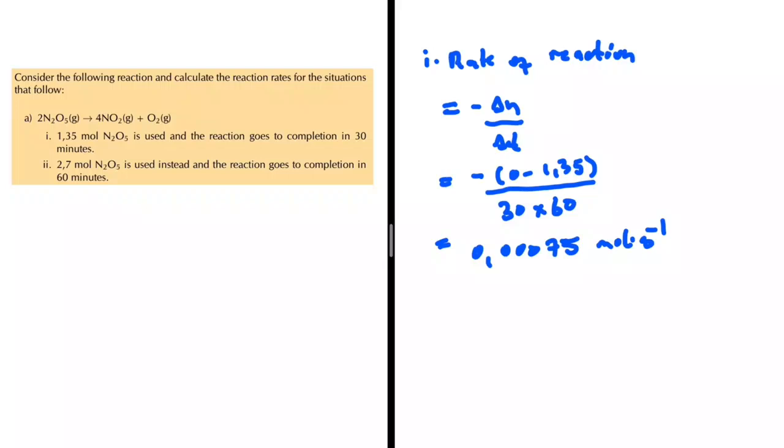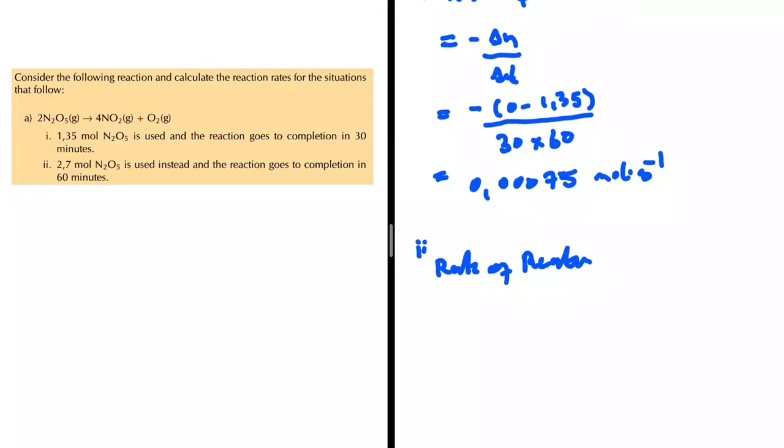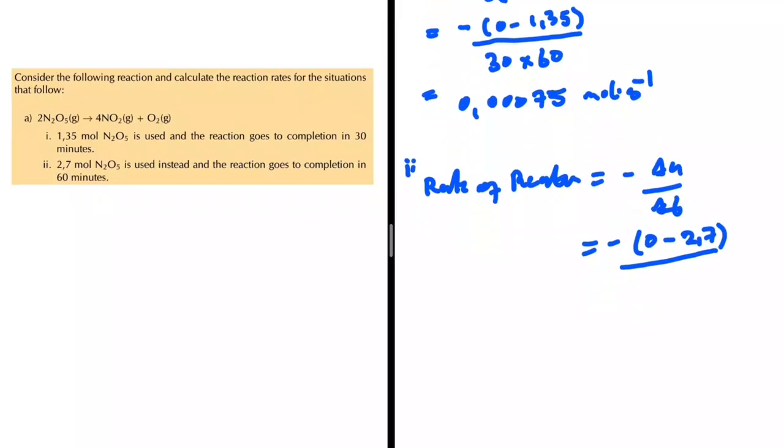Let's take a look at Roman figure 2, the rate of reaction. So let's take a look at the information. We have 2.7 moles that are used, and they are used up in 60 minutes. Okay, so minus change in number of moles divided by change in time. This is going to be equals to minus 0 minus 2.7, right? 2.7 divided by 60 minutes.